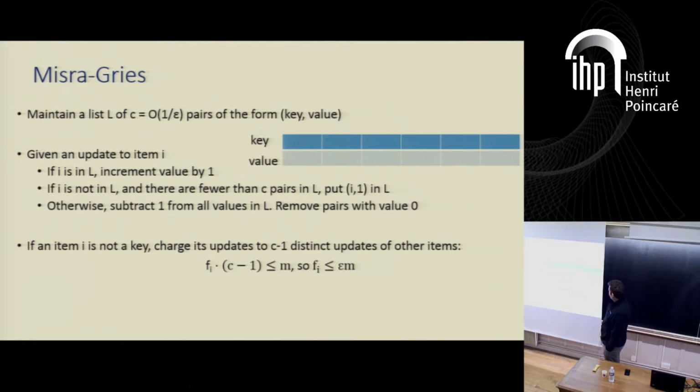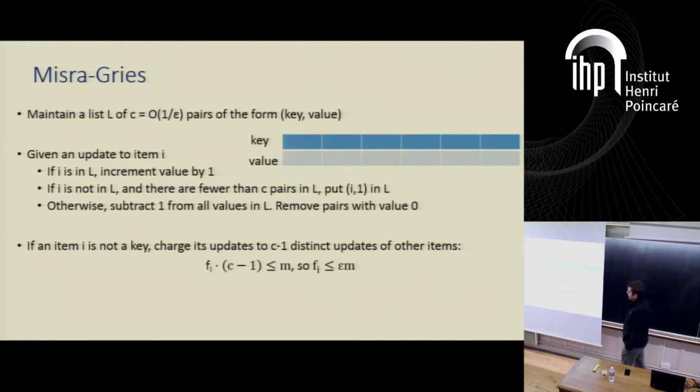Alternatively, if item I is inside of the list, and I subtract 1 from its value in this third step, well, I'm also subtracting 1 from C minus 1 other values inside of that list. So I can always charge its updates to at least C minus 1 distinct other updates of stream items. This is the intuition. Now I have F sub I, the frequency of item I. I have that number of updates to it, and each time I'm charging C minus 1 other updates in the stream. So F sub I times C minus 1 has to be less than M, the total number of updates.